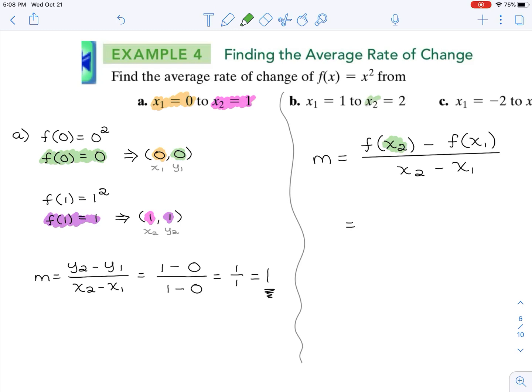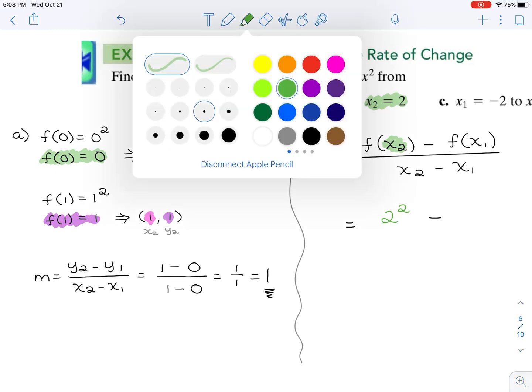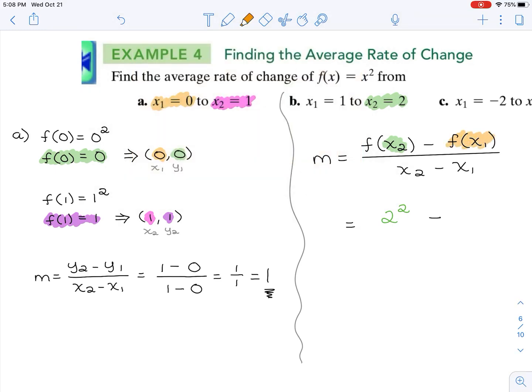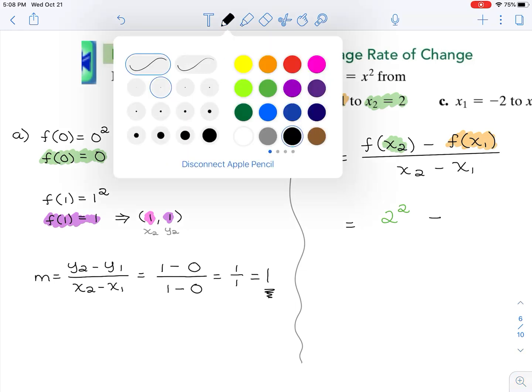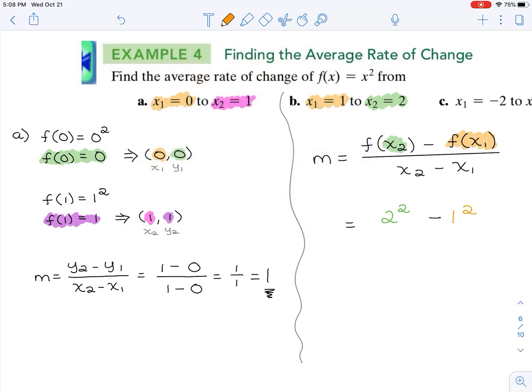So my f of 2 is 2, and I'm going to take the square of it. So I'm going to do 2 squared minus my f of 1. So I'm going to do 1 squared, all over 2 minus 1. Just plugging in the x values.